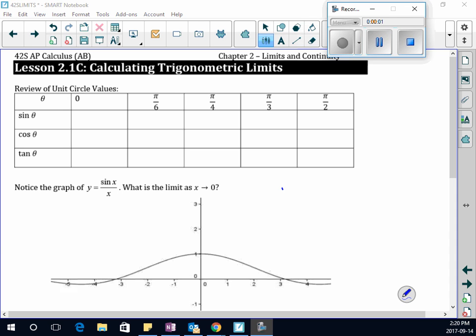Sine of 0 is? 0. Do you remember your hand trick? Which one's the x and y? X comma y is cos theta comma sine theta, just alphabetical. Okay. Sine of pi over 6.